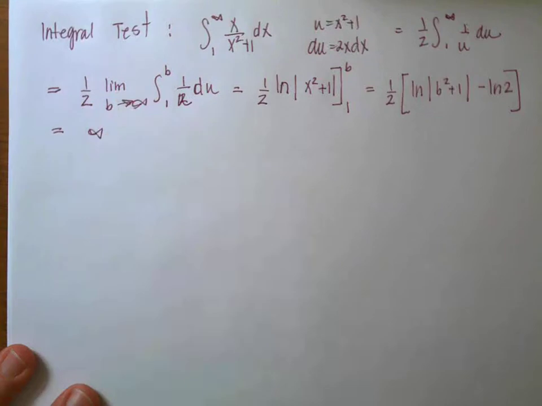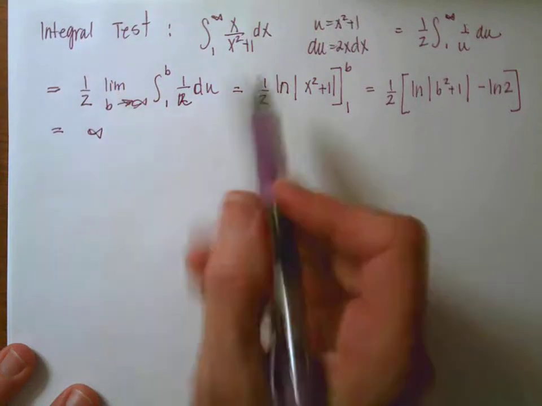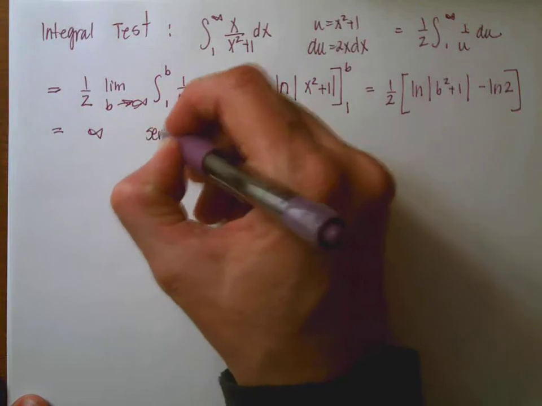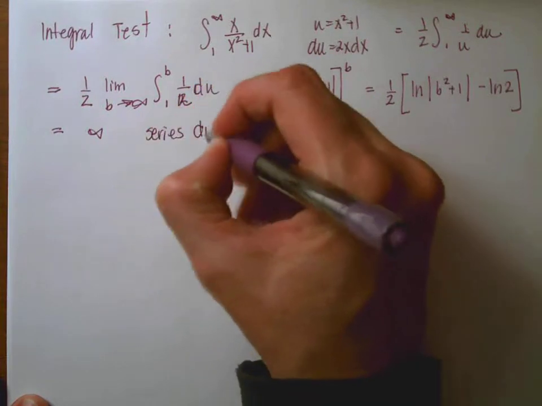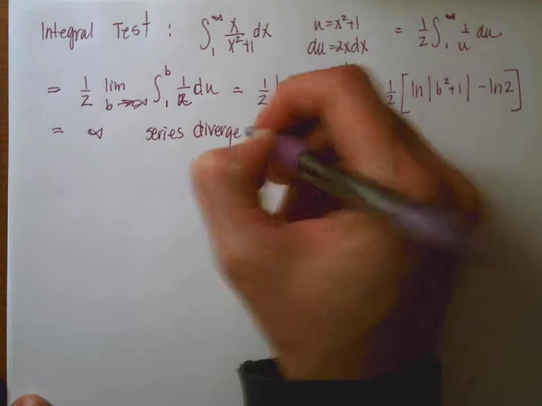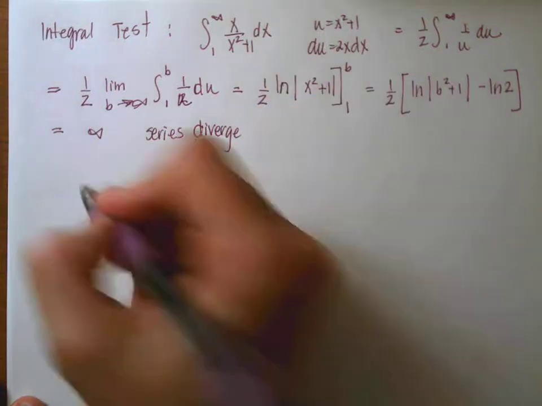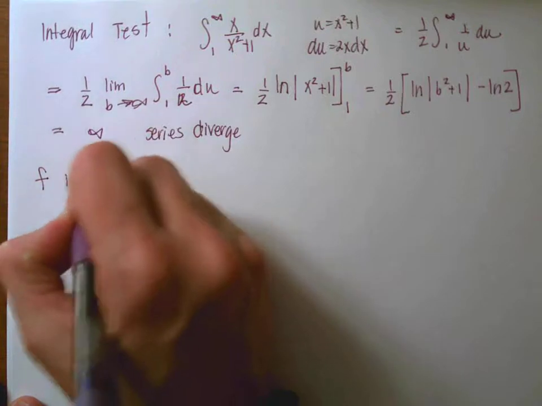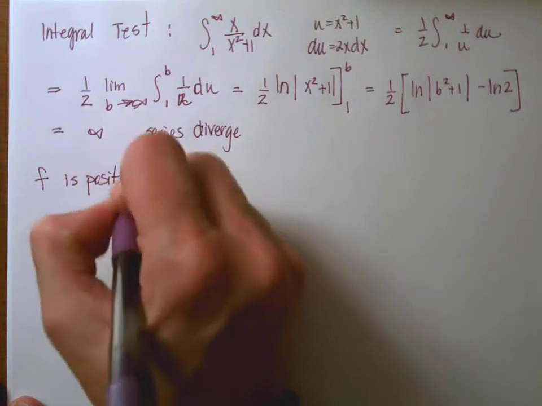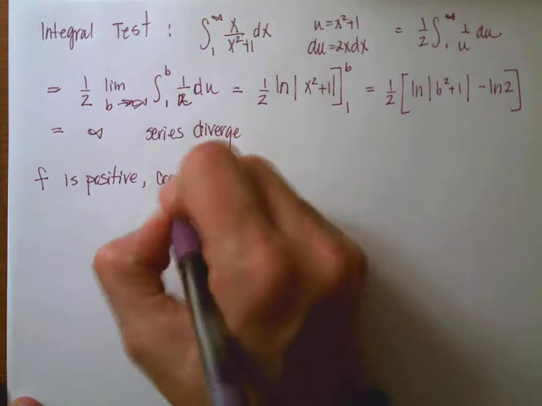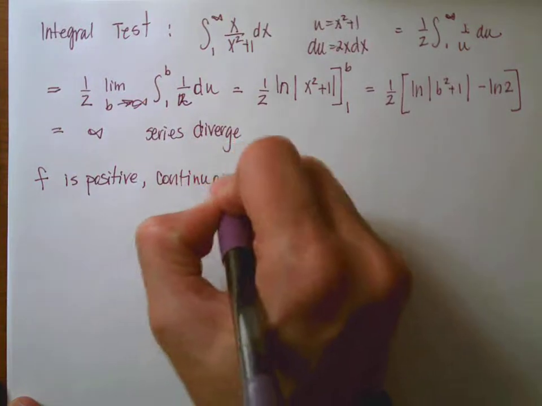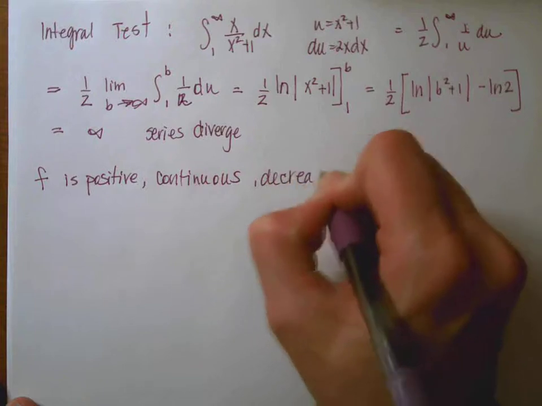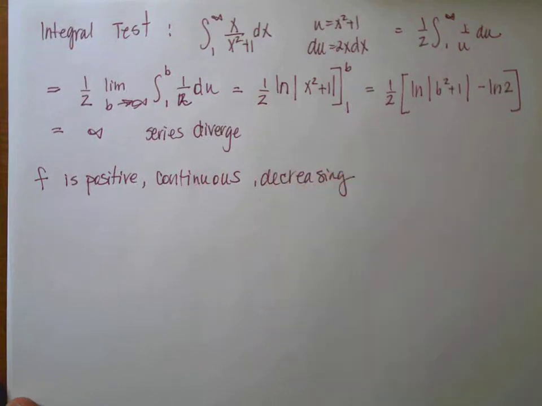So that means that my limit approaches infinity. And because the integral diverges, that means that my series is going to diverge, because it doesn't approach a specific value. So I'm going to write just kind of a conclusion statement. f is positive, it is continuous, and it is decreasing.